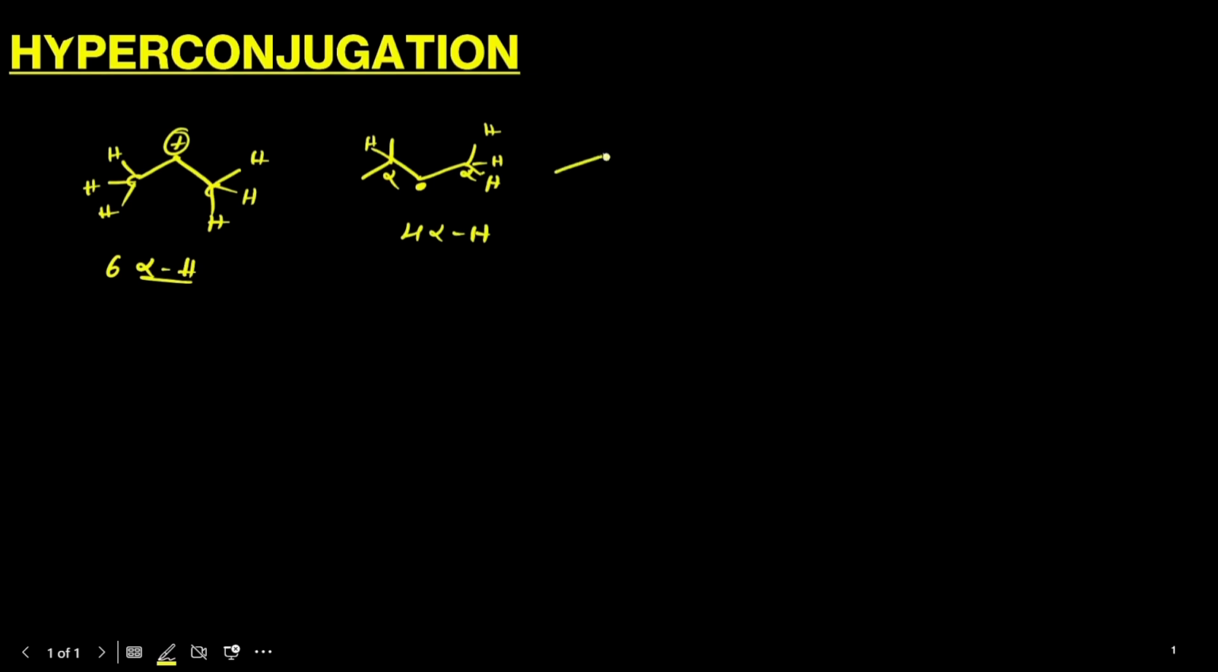Next we will take a carbocation. Here how many alpha hydrogens are there? Here 3 and here 2. Therefore 5 alpha hydrogens are there. If we take an alkene, this is an alkene. The carbon which is bonded to the alkene is called the alpha carbon atom. This is an alpha carbon atom. Here how many hydrogens are there? 2 hydrogen atoms. Therefore 2 alpha hydrogens are there.